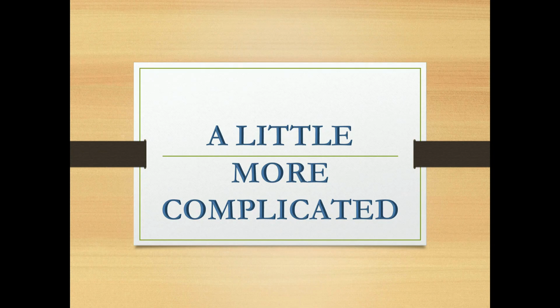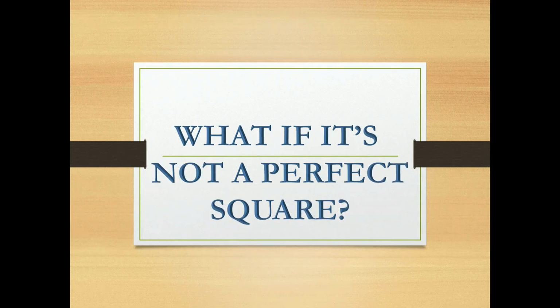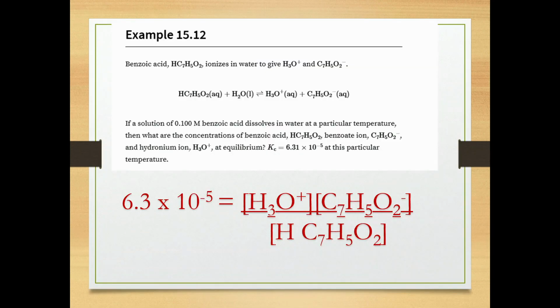So let's find a different way, something that's a little more complicated, because I'm not going to get a perfect square out of it. So what do I do if it's not a perfect square? Benzoic acid ionizes in water to give H3O plus and C7H5O2 minus.